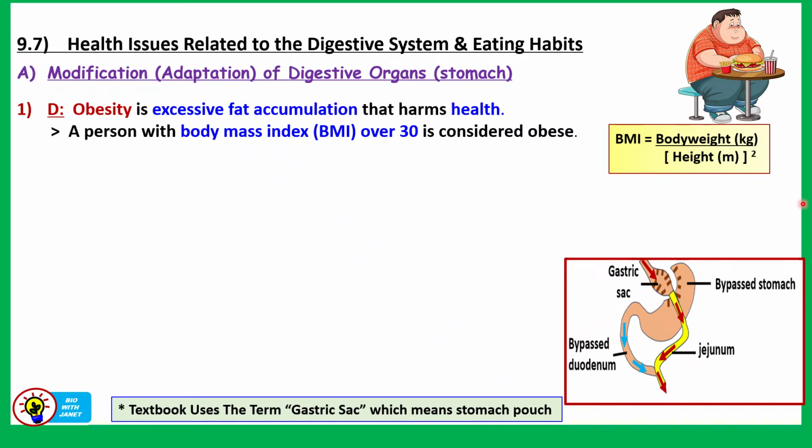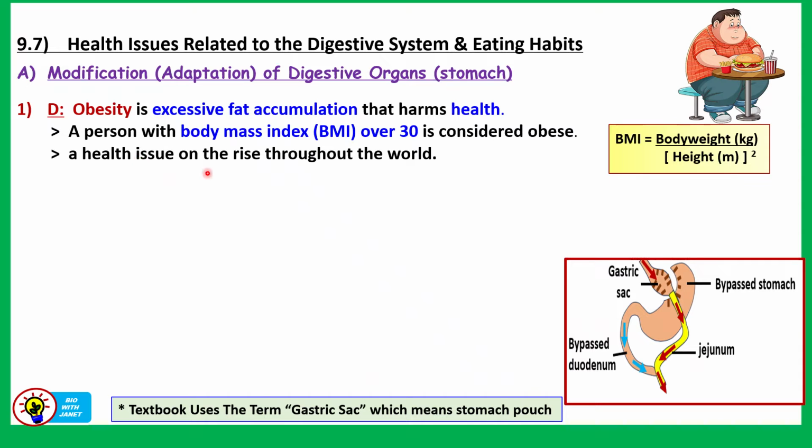Now, what is body mass index or BMI? There's an equation for it. BMI equals the body weight in kilograms divided by the height squared in meters. Okay, for example, if a person has a body weight of 50 kg and the height is 1.6 meters, then BMI will be 50 kg divided by 1.6 squared, right, in meters. So we'll discuss more about BMI in the next video.